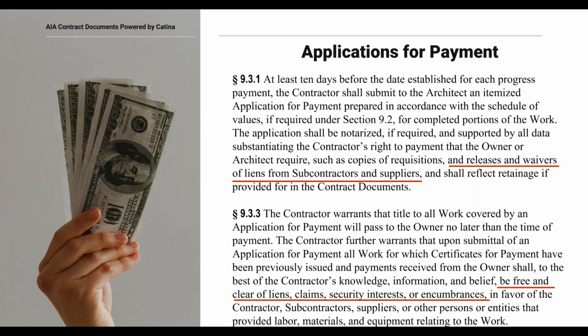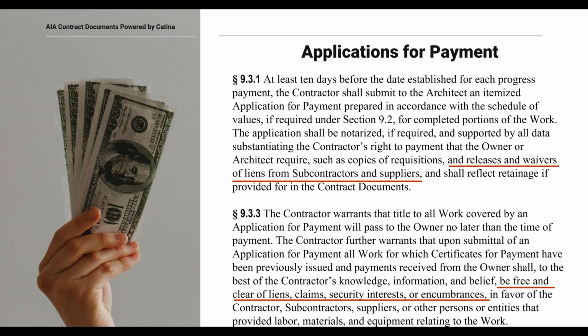So importantly, this does not necessarily require a final release. We're talking still about applications for like progress payments. So this doesn't necessarily require a full and final release. If a subcontractor is only partially through its work, and partially through receiving payment, they should be executing a release on progress payment or a partial release.